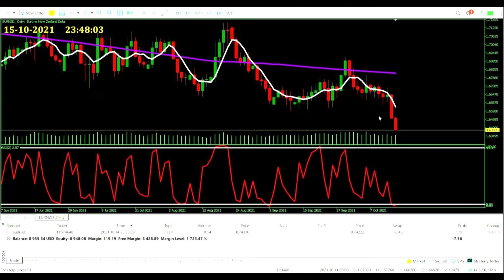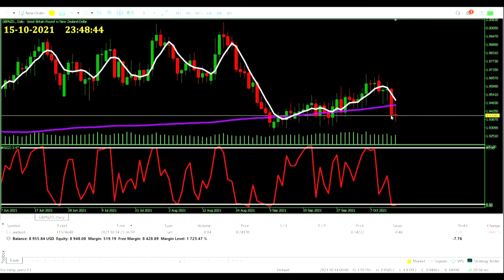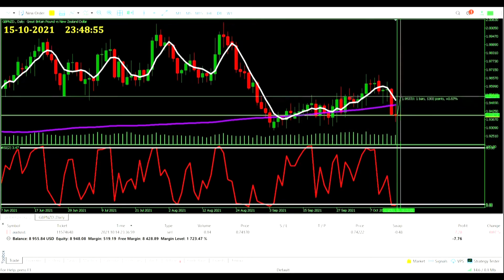Euro, New Zealand dollar getting into pretty deep oversold territory. Price below the average though, not a signal for us. Pound New Zealand dollar pair. If you'd got in a buy trade yesterday here when it went into oversold territory, you wouldn't be down too much at the moment, but you certainly wouldn't have had the spring that you wanted.